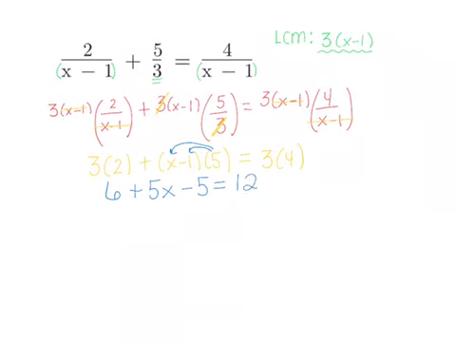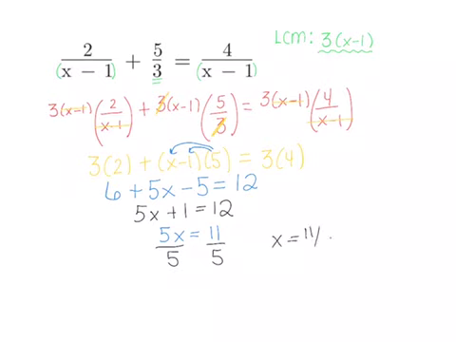I'm going to simplify. 5x plus 1 is equal to 12. Then I'm going to move that 1 over. So 5x is equal to 11. Divide both sides by 5, and x is 11/5.